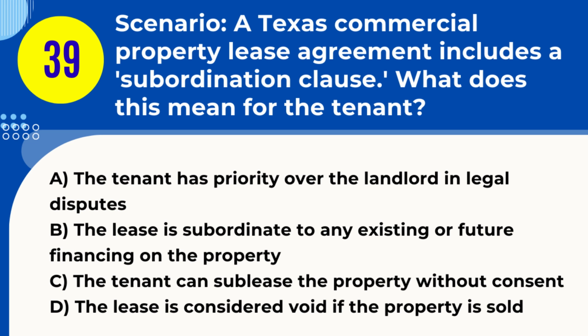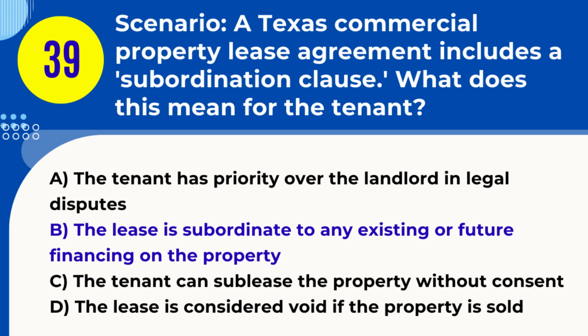Question 39. Scenario. A Texas commercial property lease agreement includes a subordination clause. What does this mean for the tenant? A. The tenant has priority over the landlord in legal disputes. B. The lease is subordinate to any existing or future financing on the property. C. The tenant can sublease the property without consent. D. The lease is considered void if the property is sold.